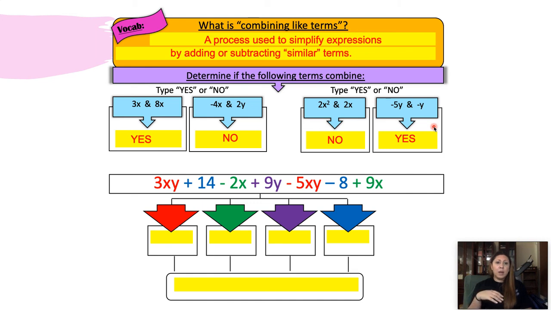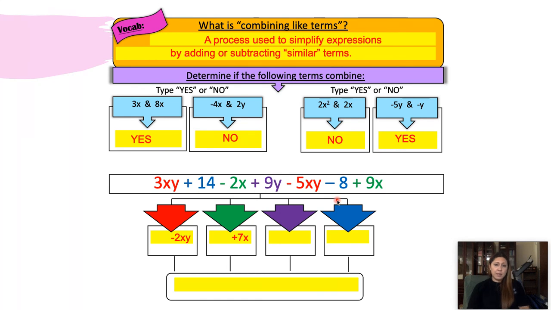In the next problem, I am making it a little bit easier where all your like terms are grouped together by putting the same colors down. So all we have to do is just add or subtract depending on the signs that I have. So I have 3xy minus 5xy. 3 minus 5 gives me a negative 2, and I just bring the xy down. For green, I have a negative 2x and I have a positive 9x. Negative 2 plus 9, that's just the same as 9 minus 2.